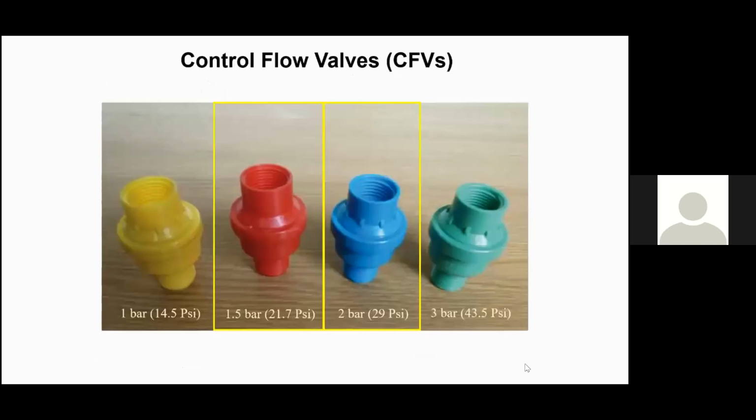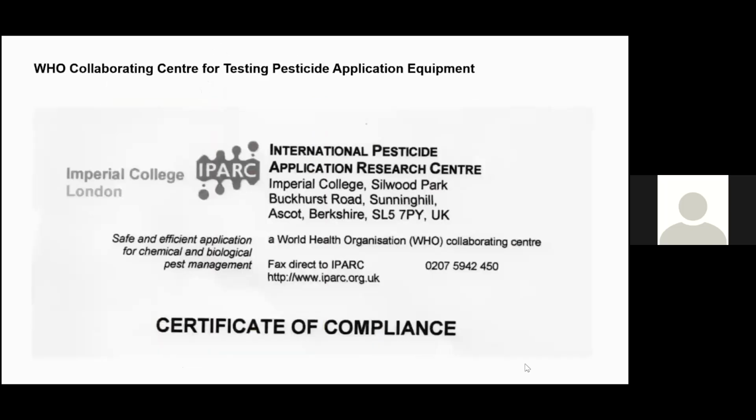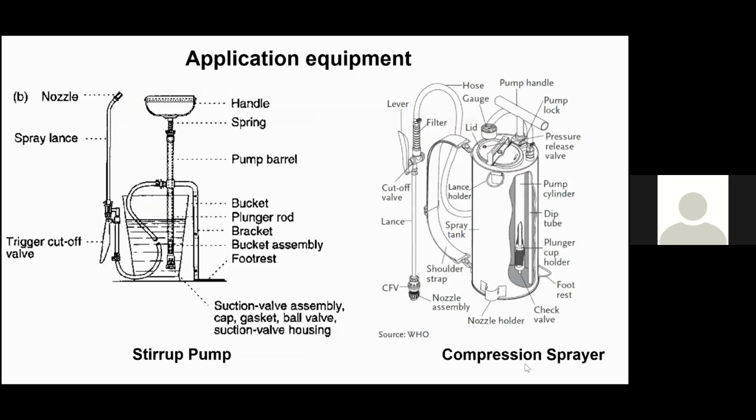Now, besides the actual equipment, there are some additional parts which are attached to the pump, for example constant flow valves, or control flow valve, as we call it. They are attached to the lance. This is a spray lance. You can see the spray lance. Here it is, spray lance. So this CFV, or the control or the constant flow valves, are attached to the spray lance.